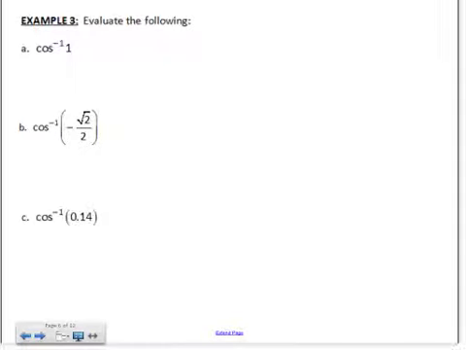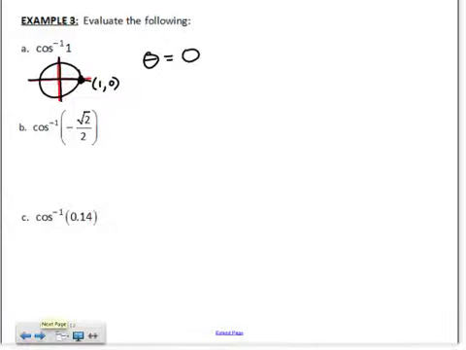This one says, all right, what's the cosine inverse of 1? Well, let's see. On the unit circle, where is the cosine equal to 1? Well, we know it's equal to 1 right here at 0. The angle is 0, and the coordinates are 1, 0. All right, so theta equals 0, and that's what I'm being asked for. The cosine inverse is asking me for an angle, so theta is 0.